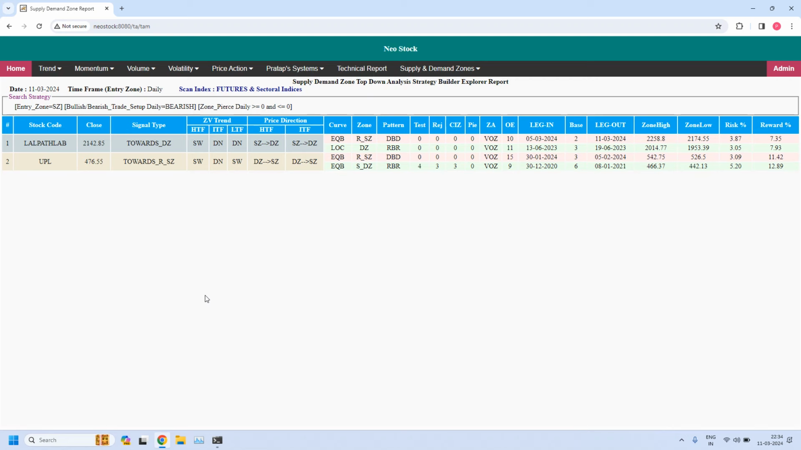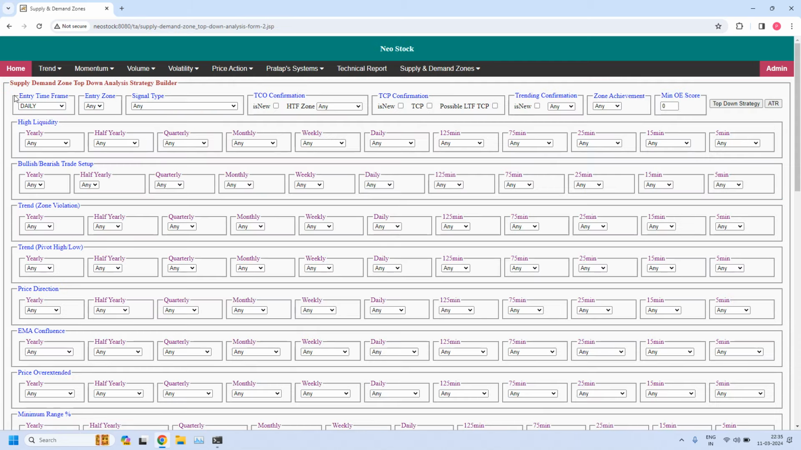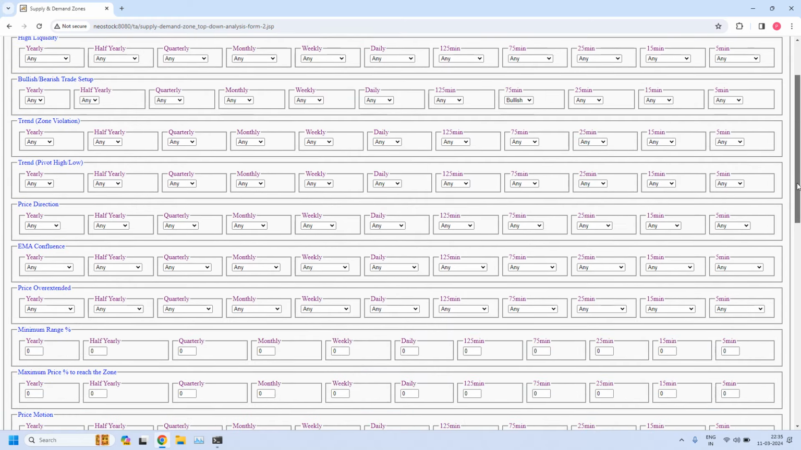Now let us generate a bullish trade setup for weekly income trade. For weekly income trade, your entry time frame should be 75 minutes and entry zone should be demand zone. In bullish or bearish trade setup, in 75 minutes time frame, I am selecting bullish.